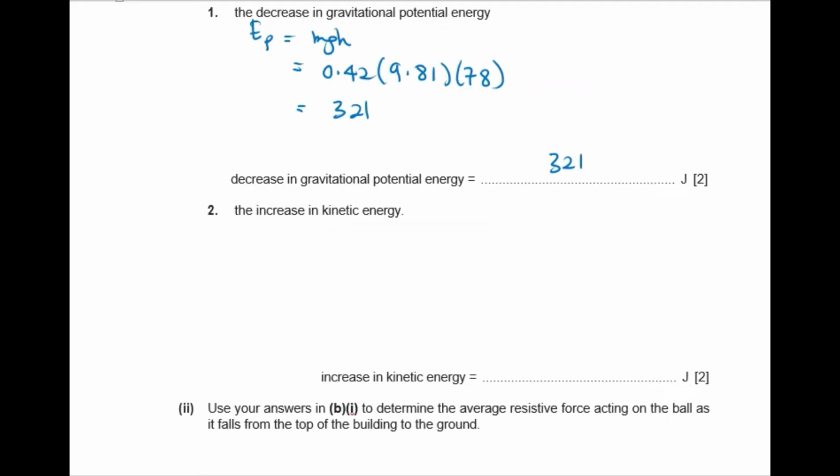2. The increase in kinetic energy. So, when the ball decreases in gravitational potential energy, the ball gains kinetic energy. So, we want to calculate kinetic energy. Kinetic energy is half mv squared: half, mass 0.42, and then speed 23 meters per second. So we have 111 joule.